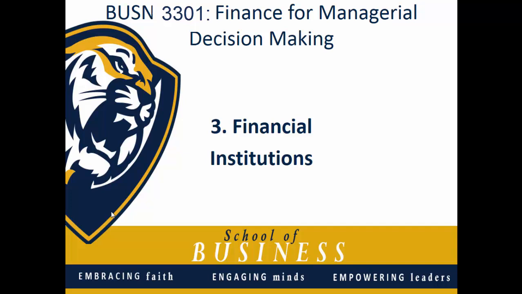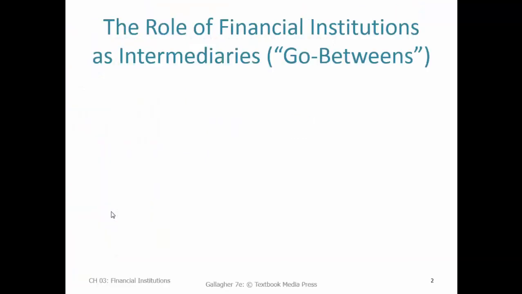Finance for Managerial Decision Making, Lecture 3, Financial Institutions. Let's get started. Financial institutions, you'll recall from our previous lectures, are intermediaries, which is a fancy word for the middleman or a go-between between savers and borrowers.